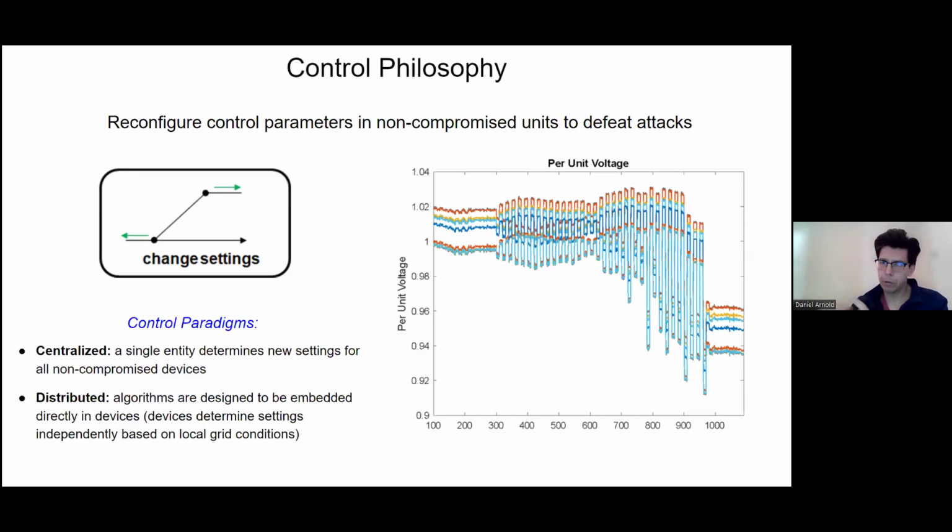And then we've looked at distributed architectures where we actually embed the control algorithms on each individual device, and those devices just sit back and look for signatures like these oscillations, and then they adjust their own behavior. The advantage of the distributed case is that there's no communication required, and that the response comes very quickly. And DOE is actually exploring a patent on that algorithm as we speak.